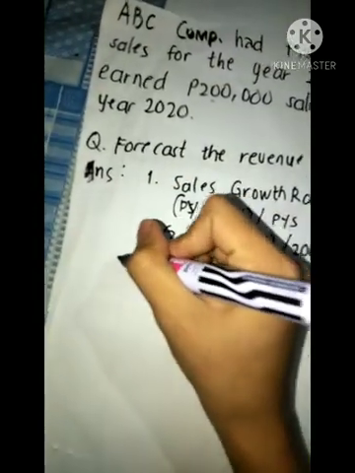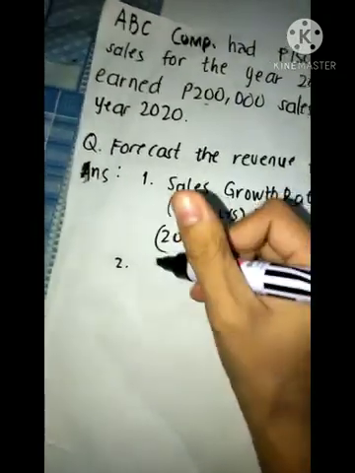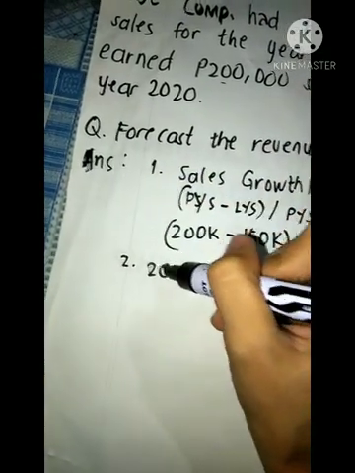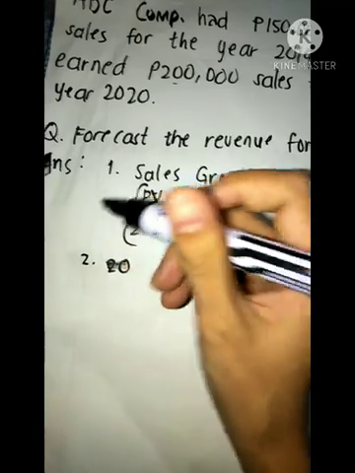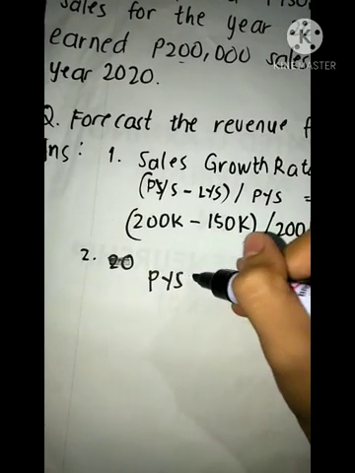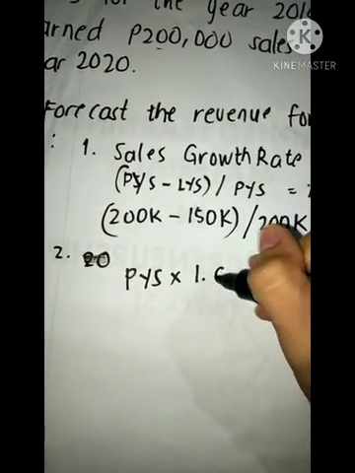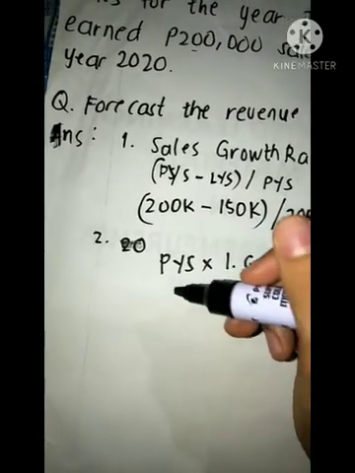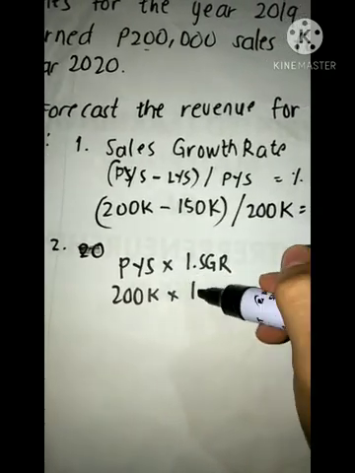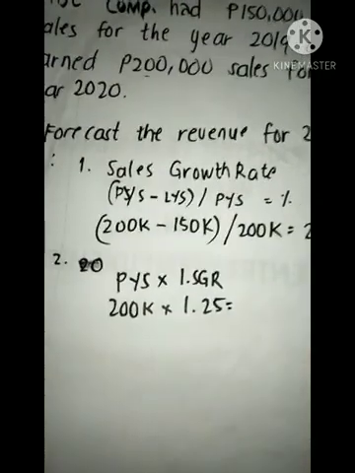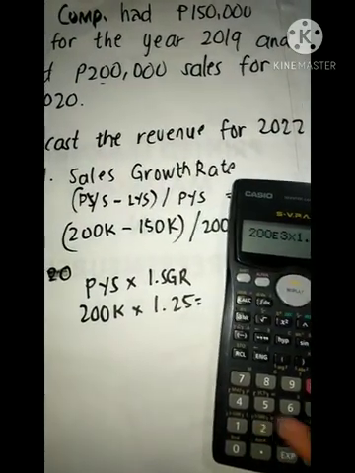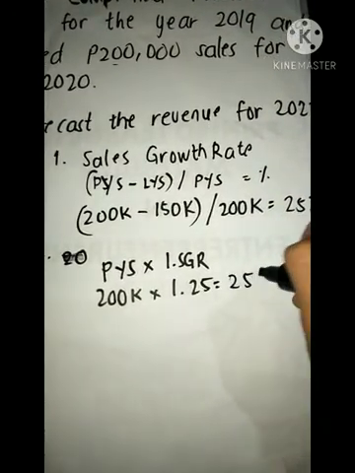The second step is to compute the forecasted revenue by using this formula. Present year sale multiply by 1 point growth rate. Okay? So, our sales growth rate. So, 200,000 times 1.25 is equals to 250K.